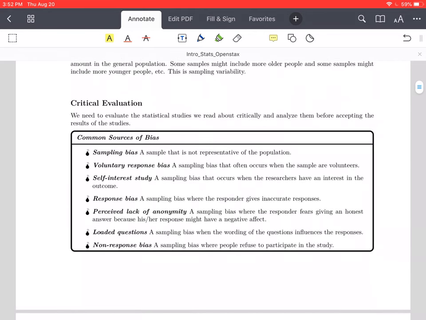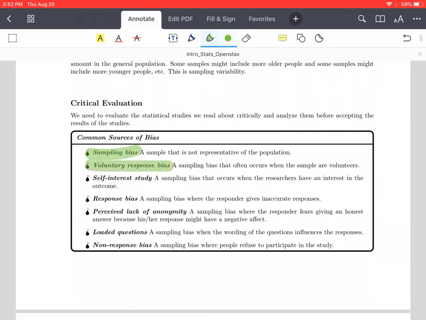And then we have sources of bias. We always have to be mindful of potential bias in our sampling, because that bias can potentially taint our study. You want to make sure that we avoid it as much as possible. First off, there's sampling bias. That's a sample that is not representative of the population. I mentioned that convenience sampling is usually not a good thing. This is often what happens in convenience samples: you get sampling bias because the people that were chosen are not representative of the entire population.